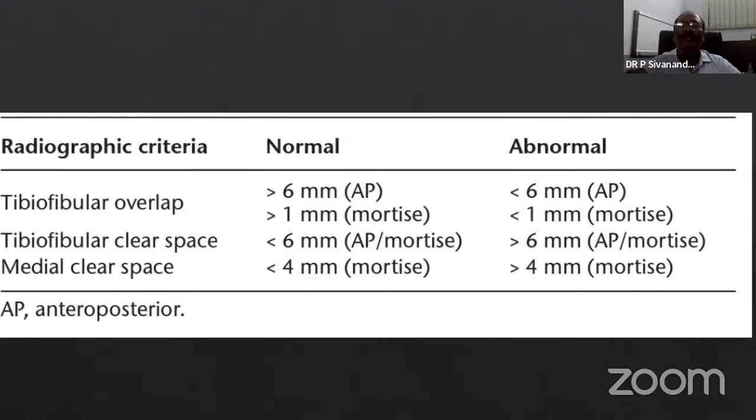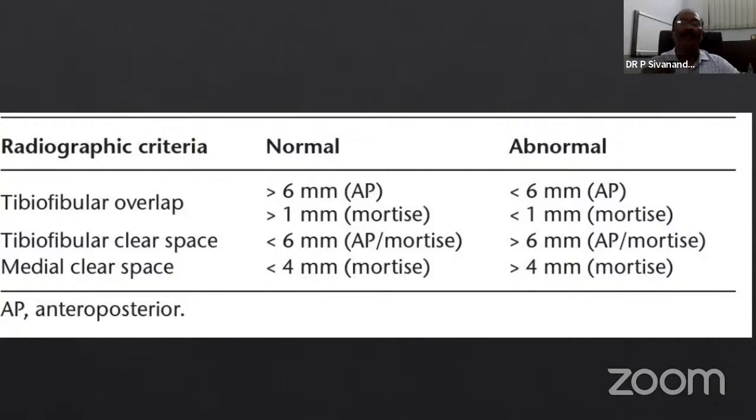Of all these, one thing is very, very important. It is the tibiofibular clear space. It never changes in any posture. That's why the tibiofibular clear space is the most important one we must remember in these cases. Both in AP and ankle mortise view and any view, if you take it, this space will always be maintained in a normal ankle.